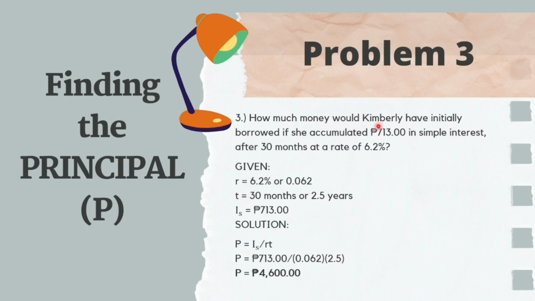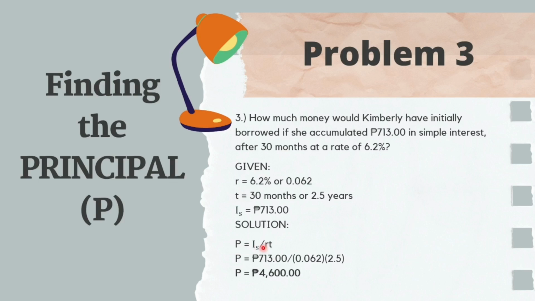How much money would Kimberly have initially borrowed if she accumulated 713 pesos in simple interest after 30 months at a rate of 6.2%? So extract the given. We have here a rate of 6.2%, or when divided by 100 would equal 0.062. A time of 30 months, or when converted to years, is equal to 2.5 years. And the given simple interest, or IS, of 713 pesos. Now let's solve.